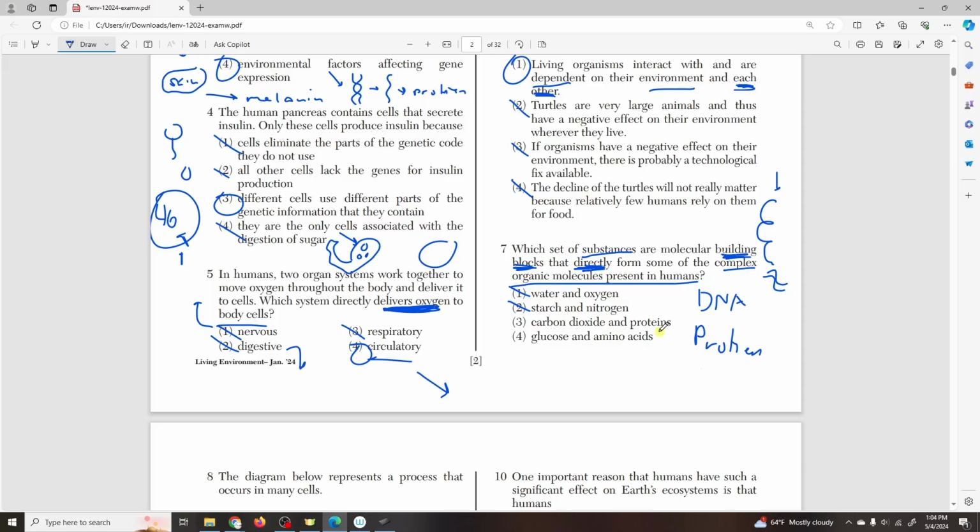Carbon dioxide and proteins, the same thing happens here. Although protein complexes do exist where one protein plus another protein make one super protein with a bunch of complicated things. For example, hemoglobin is a protein made up of 4 other proteins. Carbon dioxide doesn't make any complexes, right? There's no molecular complex that's made out of CO2, right? CO2 is CO2. You have a bunch of CO2, guess what? You have smoke. And it leaves us with choice 4 by process of elimination, glucose and amino acids.